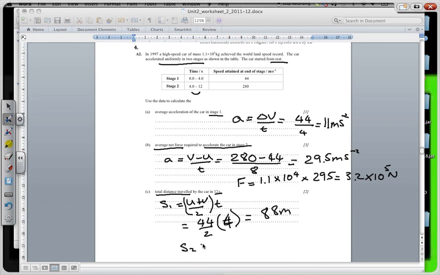And our S2, we've got the 44 plus the 280 divided by 2, that will give me my average velocity during that time, times by 8 seconds, and that gives a distance of 1296 meters, and therefore the total is the addition of those two, and that works out to be about 1,400 meters.